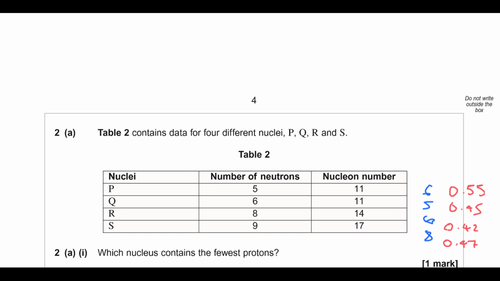Okay, so the next question, we've got a table of data about 4 different nuclei, and we've got the numbers of neutrons and the nucleon number. So I've added in some columns to this table. I've added in a column for the number of protons each has, because that's the difference between these two numbers. And I've also calculated the ratio of proton number to nucleon number, because that gives us an idea of the specific charge, which is going to come up in a minute. Okay, so let's put that to work.